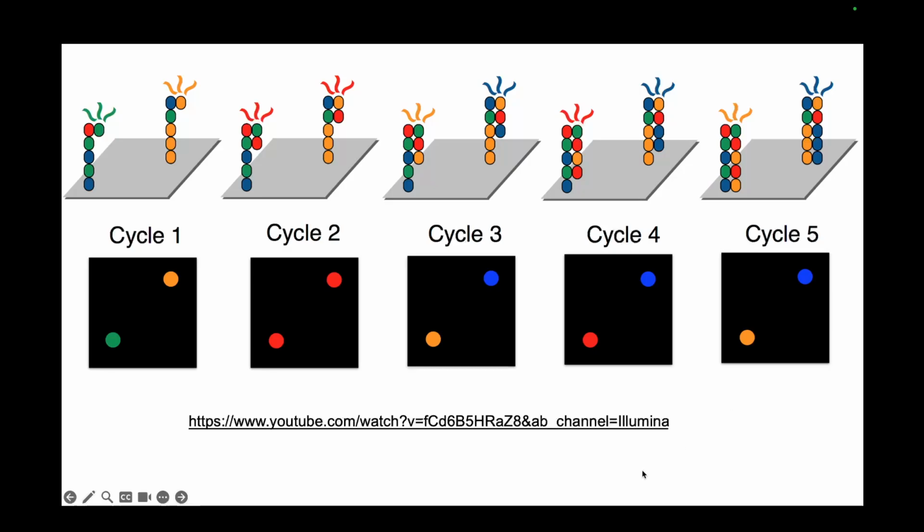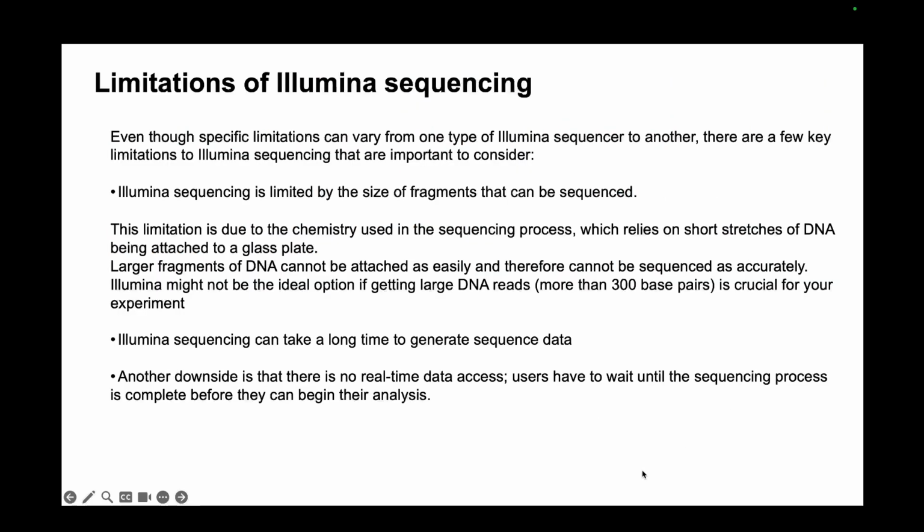Okay, moving on. Obviously there will be limitations to this type of sequencing also. Firstly, it is limited by the size of the fragments that can be sequenced. There are two types of technologies for NGS sequencing: one is short read sequencing, one is long read. Illumina is called short read sequencing, where you can sequence only short stretches of DNA at one particular point of time.